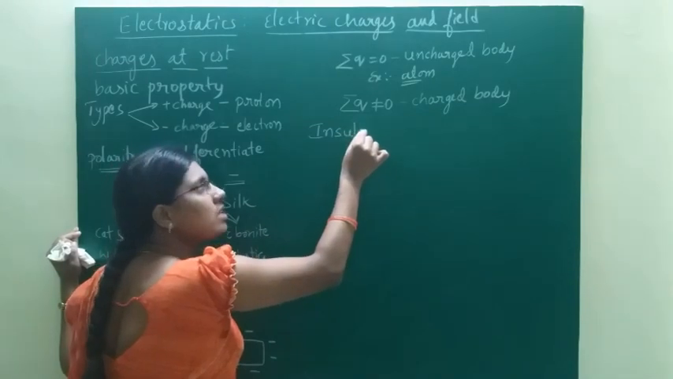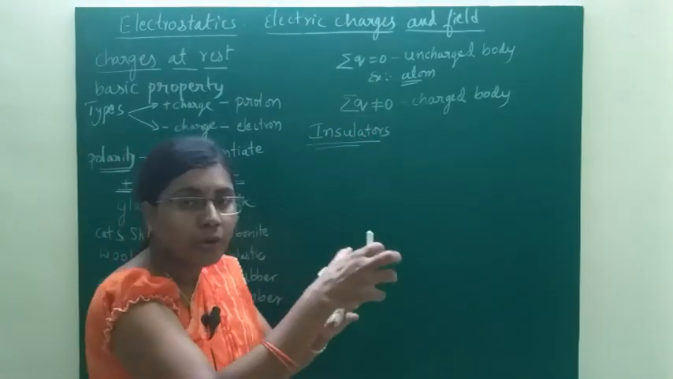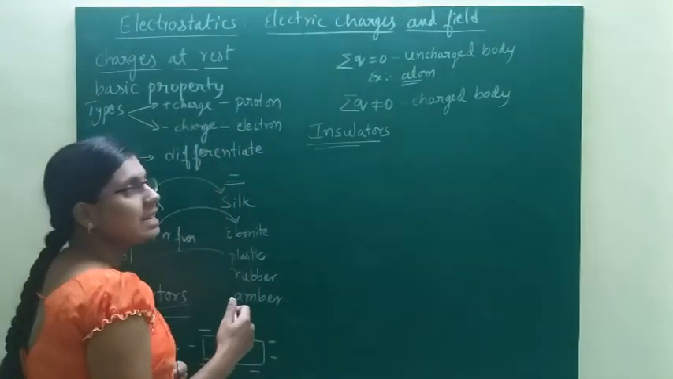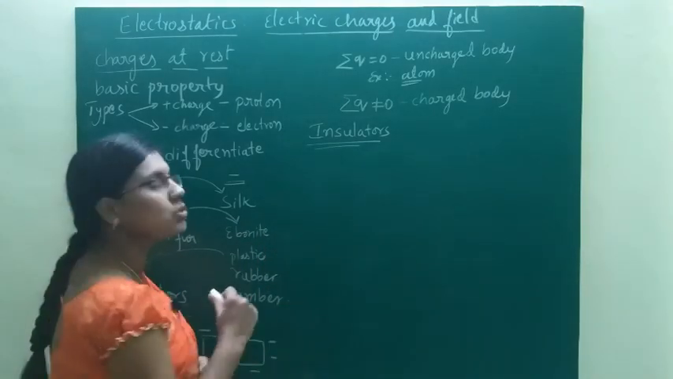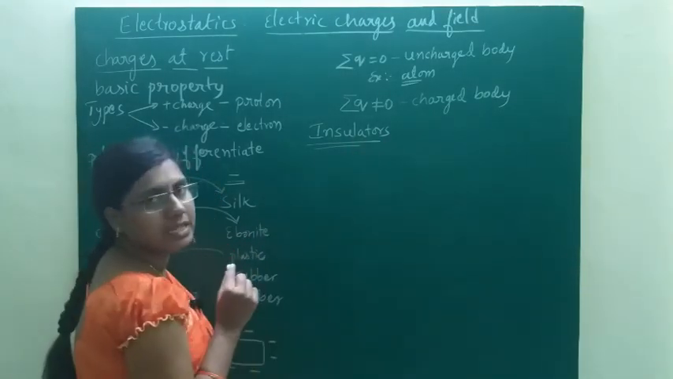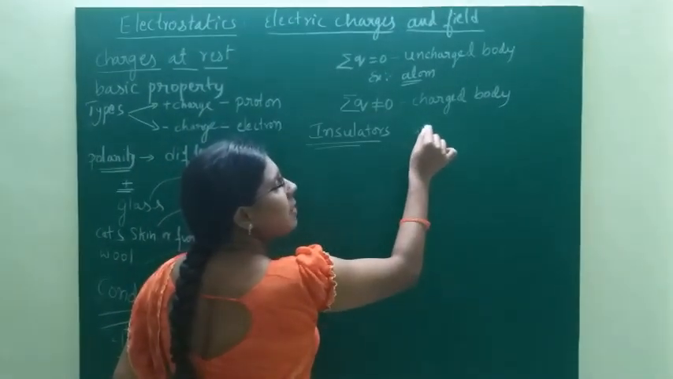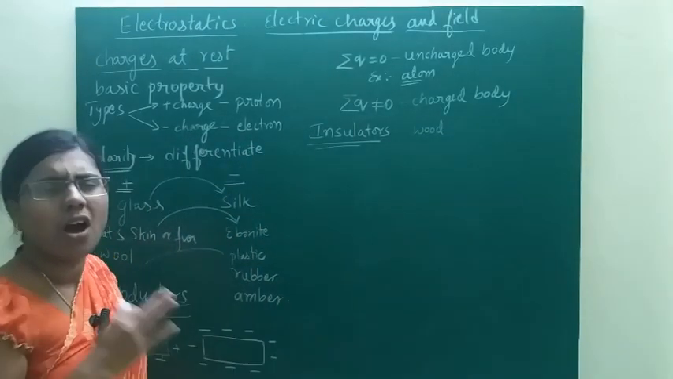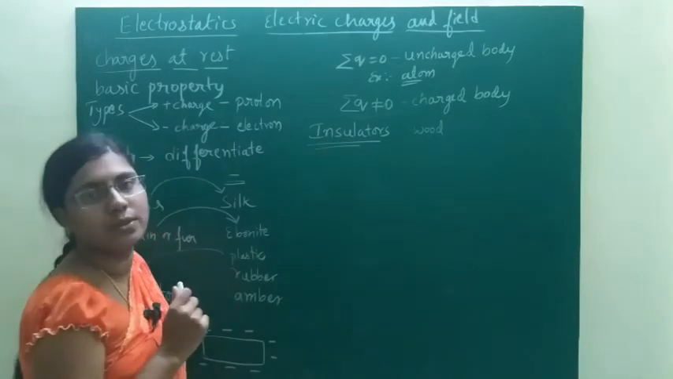Then insulators. What are insulators? Insulators are also substances, but they do not allow charges to pass through them easily. Examples of insulators are wood, plastic, rubber, diamond. All non-metals are examples of insulators.